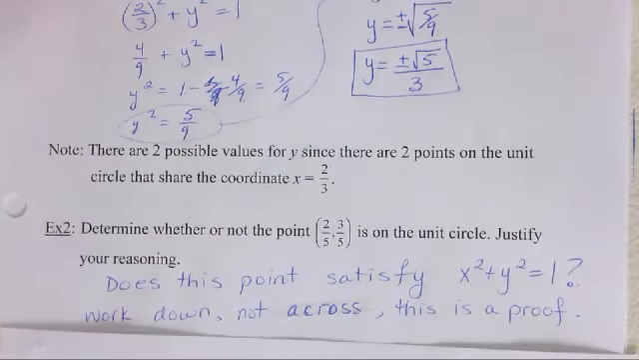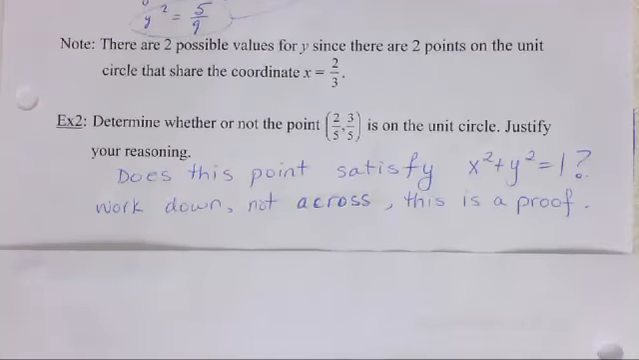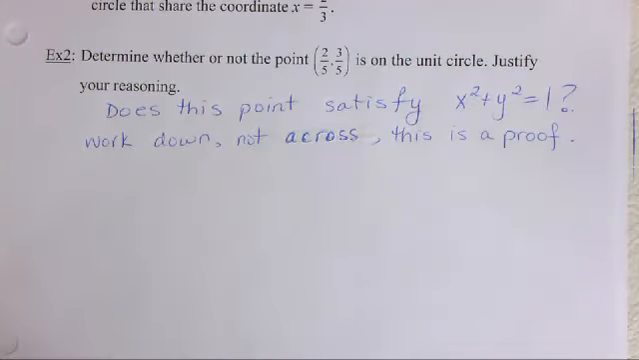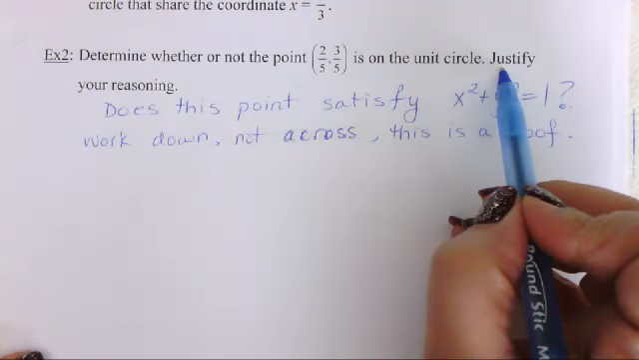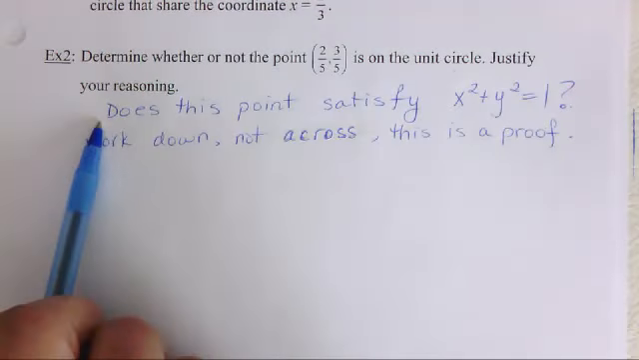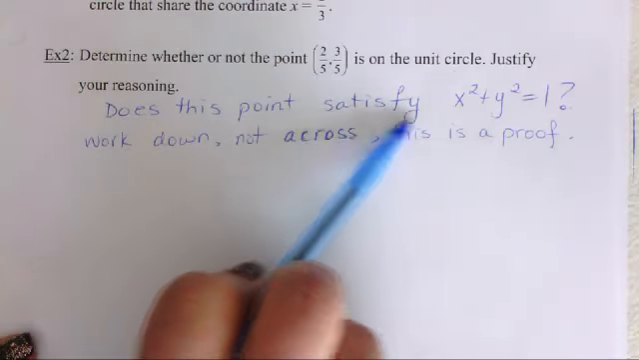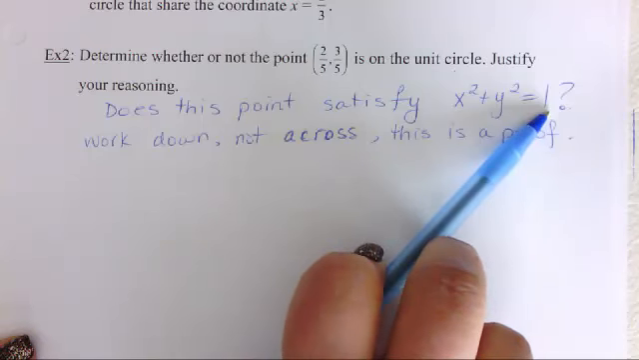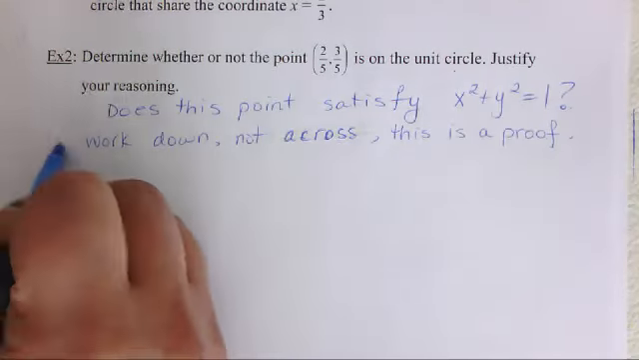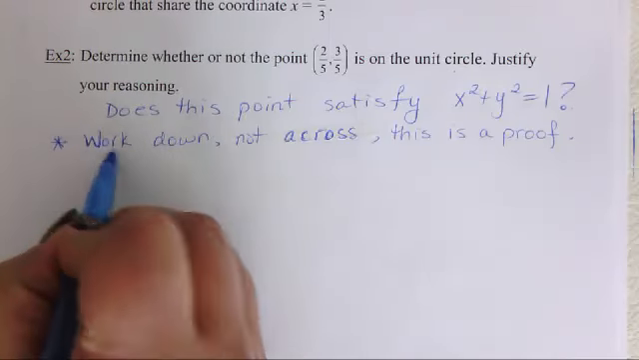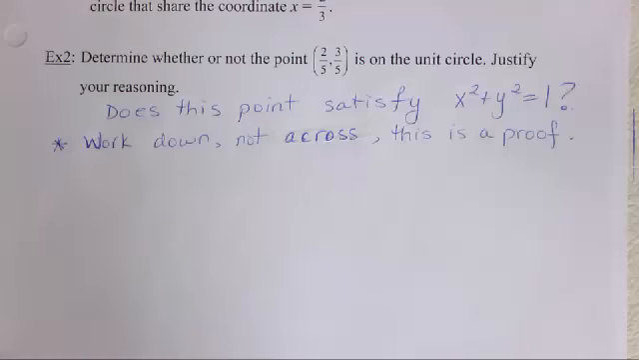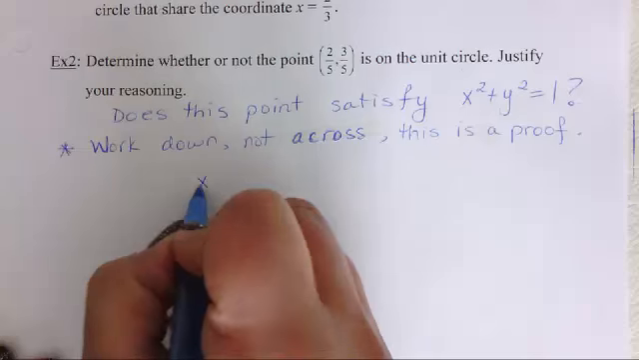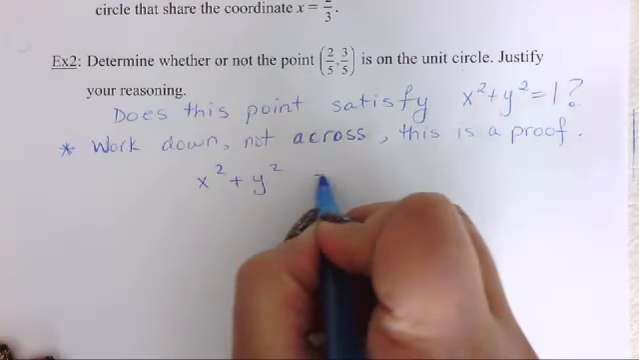Okay, now for the next question here, we've got: determine whether or not the point (2 over 5, 3 over 5) is on the unit circle. We need to justify our reasoning. So another way we could ask this is, does this point satisfy x squared plus y squared equals 1? We choose this because this is the formula for the unit circle. Also a note, I want you to make sure you're working down, not across, because this is a proof essentially. So we'll start off with x squared plus y squared equals 1.